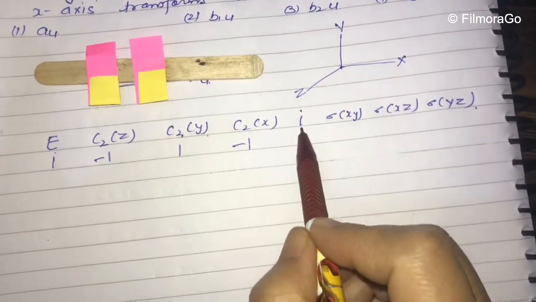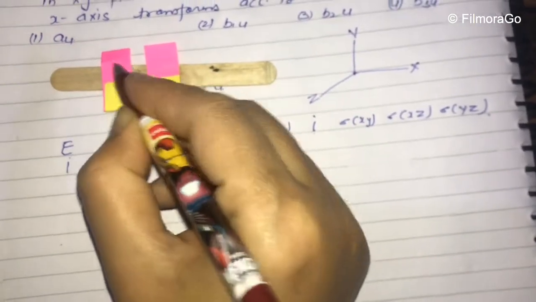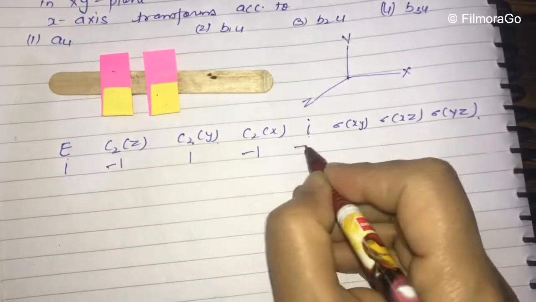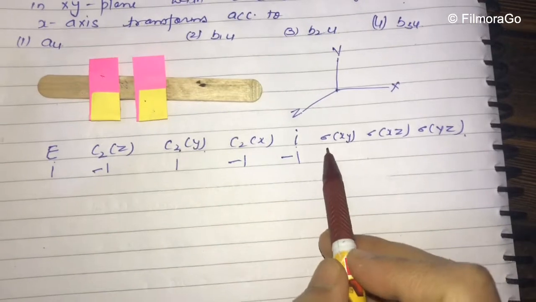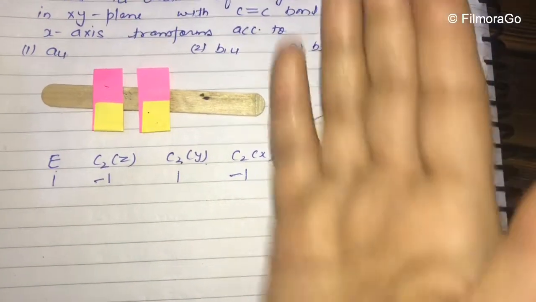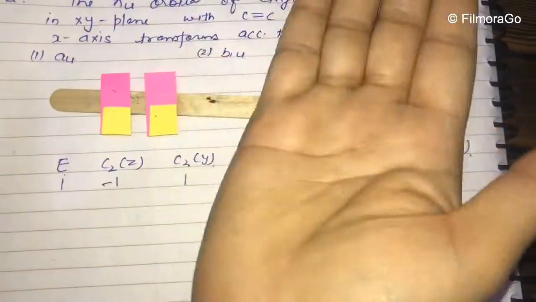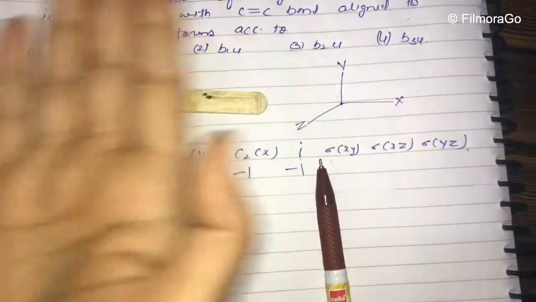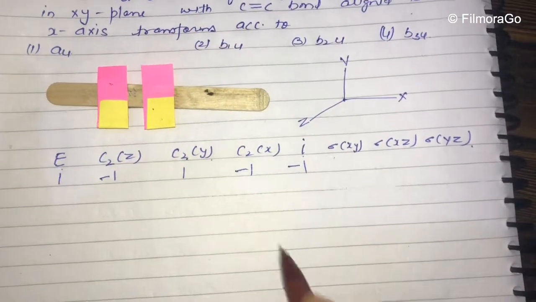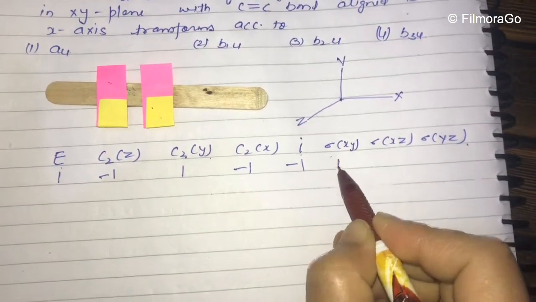Now for the inversion center, this is the inversion center, the sign of the lobe will be opposite, so that will be -1. Now we have to find out the sigma xy plane. Sigma xy plane will be this one. So if we cut the orbital in this plane, they will remain the same. It means their sign will remain the same, so that will be 1.